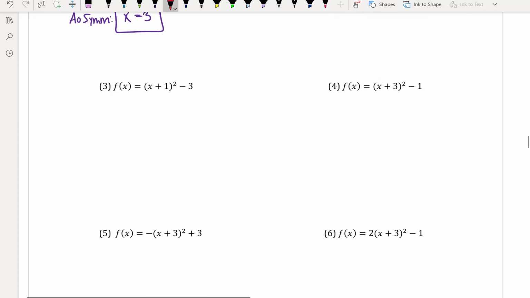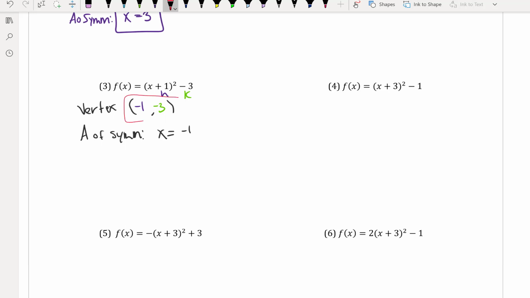For number 3, it's the same process. I'm going to have my vertex, with my h value and my k value. Here my h value is going to be negative 1 and my k is going to be a negative 3. Then that means my axis of symmetry is x is equal to that h value, which is a negative 1.